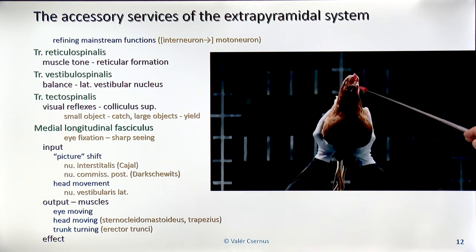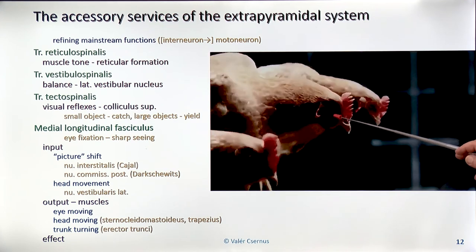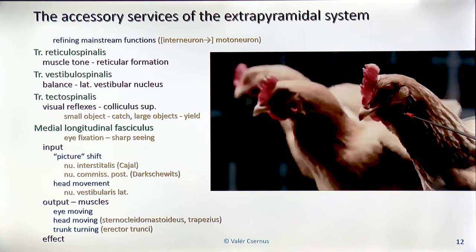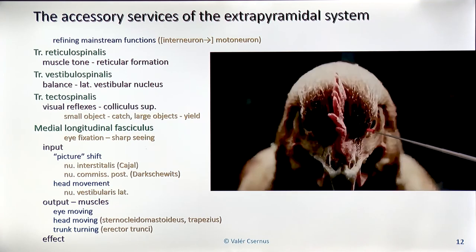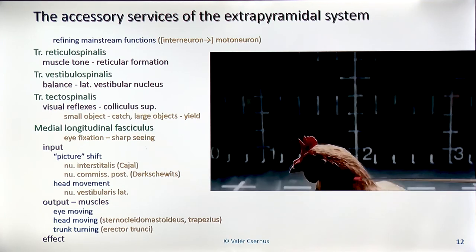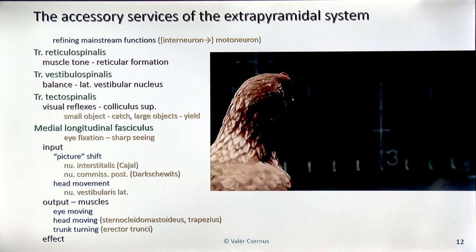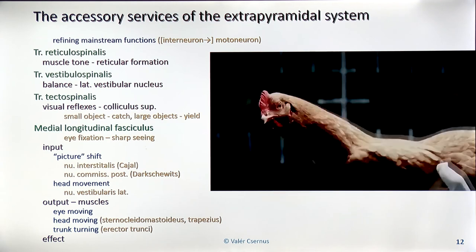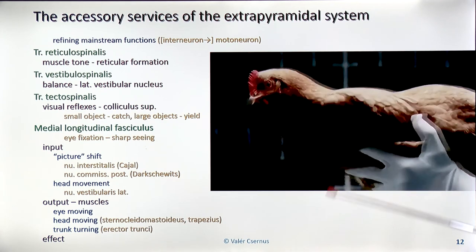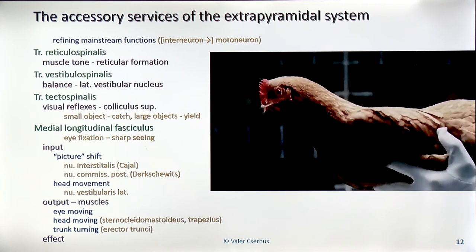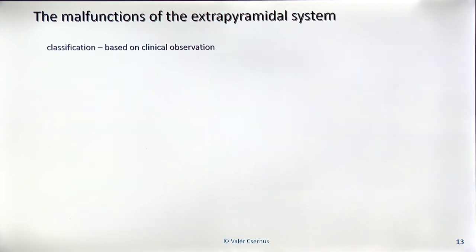A very slight movement of the head, with the quick vestibular nuclei, it will compensate, move the muscle in a way that the head doesn't move. And this is the very same mechanism as the people's medial longitudinal fasciculus works, but it's much easier to show in a bird, and hopefully you get a very nice impression.